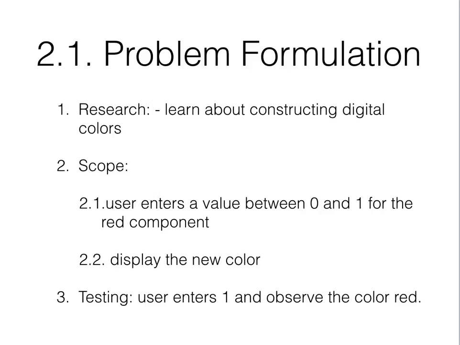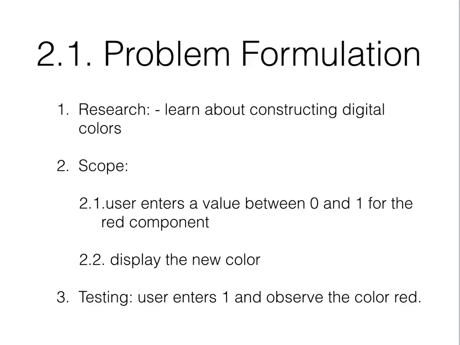So the scope of this project, what specifically are we aiming to accomplish in this second iteration? We want to have an app that gives the user the ability to enter a value between 0 and 1, and that value representing the degree of the red, the weight of the red color in the new color, and then display that new color for the user.